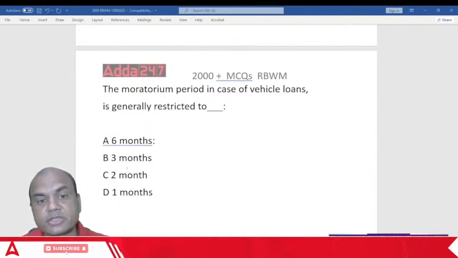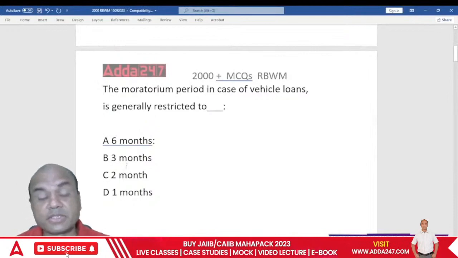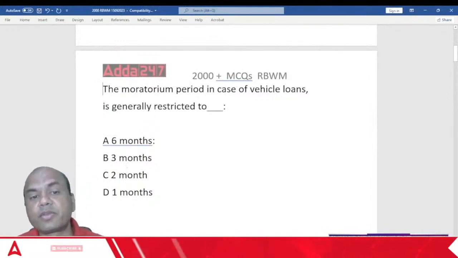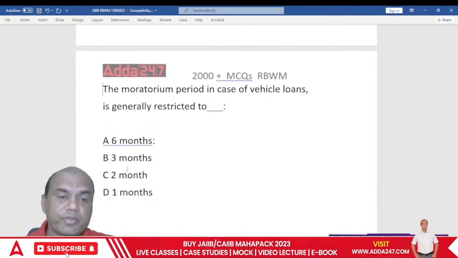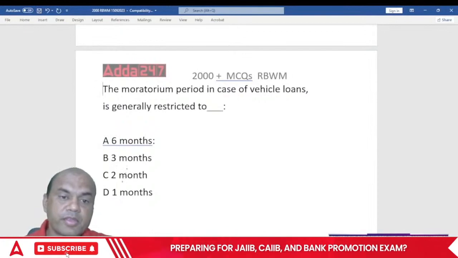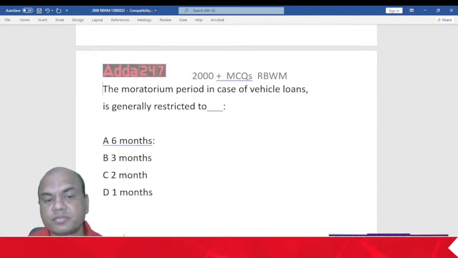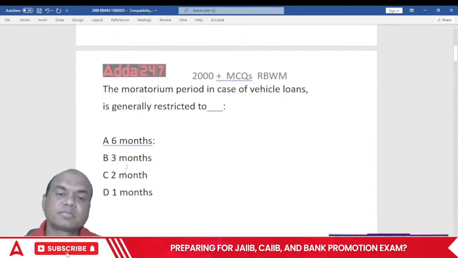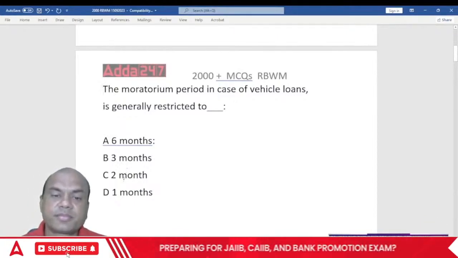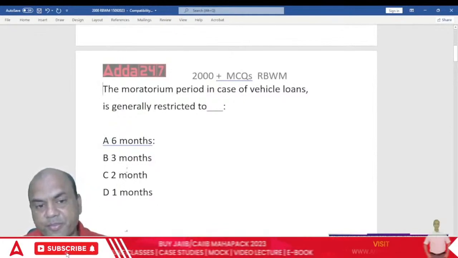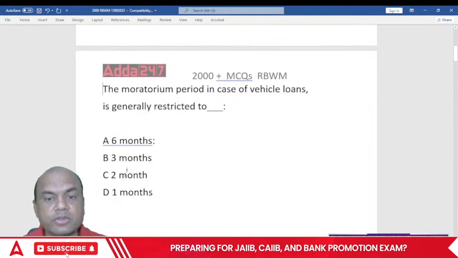Vehicle loans. 6 months, 3 months, 2 months and 1 month. So, what is it? Let me see in the comment section. What are you answering? Let me see your comments. 6 months, 3 months, 2 months or 1 month. In case of vehicle loans, we are considering vehicle loans over here. Answer fast. Everyone, be fast. Let me see in the comment section. Vehicle loans, two-wheeler, car, all these, basically these two loans.